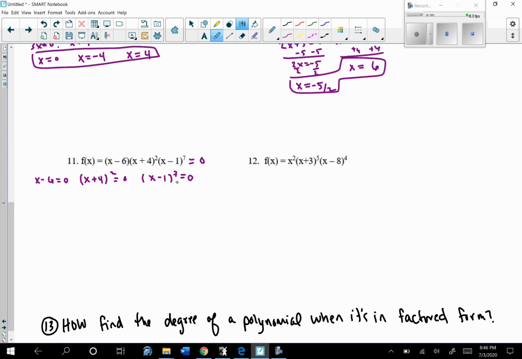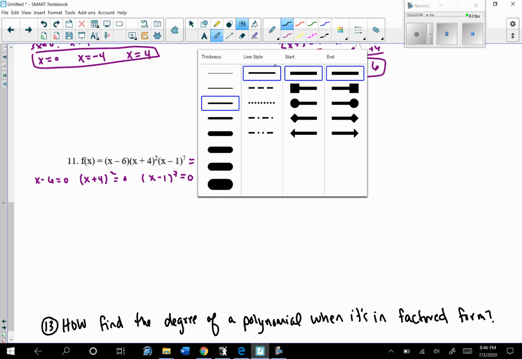keep in mind when you have these factors, you don't really need to write the powers here, because to get rid of the powers, remember to undo that.